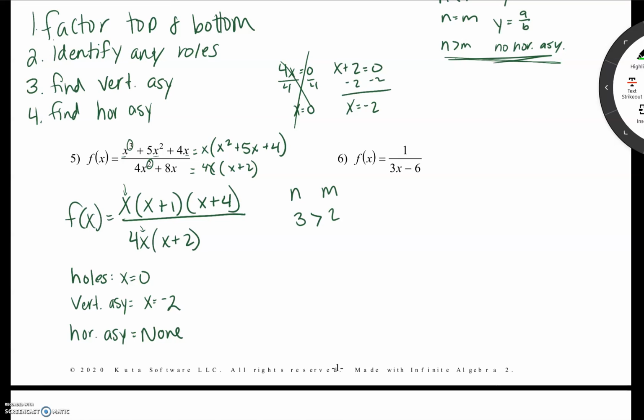All right, let's take a look at number 6. So our first step would be to factor the top and bottom. So the bottom can be factored. There's a GCF of 3, so 3x minus 2. Next would be identify any holes. And the factor on top is 1. There's nothing it shares on the bottom, so there are no holes.